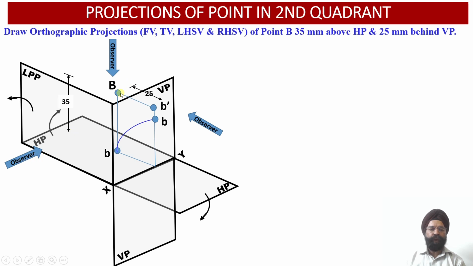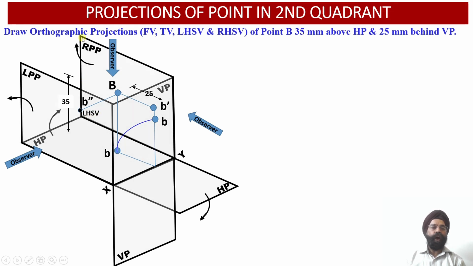side orientation, we observe that this point B will be projected onto the left profile plane at a point which is called B double dash, and this point B double dash will be located at a distance of 35 millimeter from the horizontal plane and 25 millimeter from the vertical plane over here. Now the projections we have obtained onto the left profile plane will be called left hand side view projections.